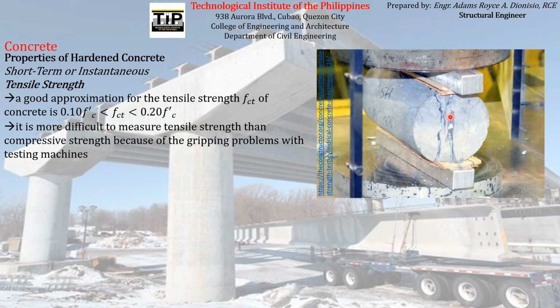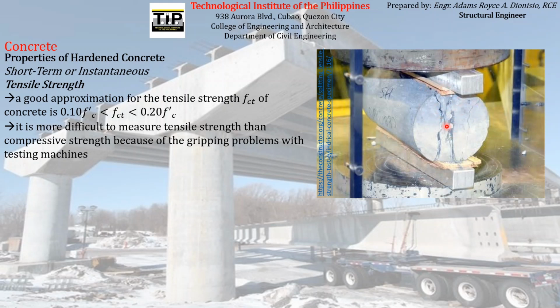But the problem with that is there is a high chance of slippage. So the grip of the device on this concrete cylinder will have a high tendency of slippage, therefore affecting the integrity of the tensile strength test. It will affect the results of that particular test. So it's really difficult to measure the tensile strength of concrete because of that difficulty in gripping.